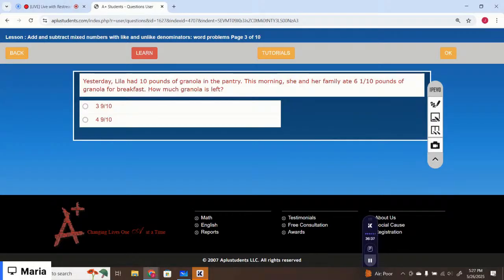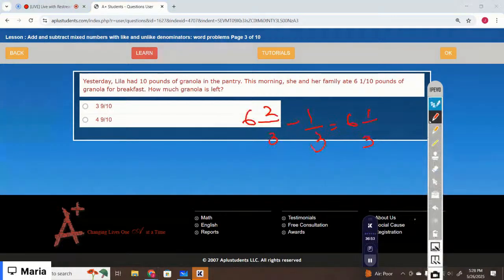Yesterday, Leila had 10 pounds of granola in the pantry. This morning, she and her family ate 6 whole 1 by 10 pound of granola for breakfast. How much granola is left? So we need to subtract 10 minus 6 whole 1 over 10, right? 10 times 6 is 60 and 1, that is 61 over 10.